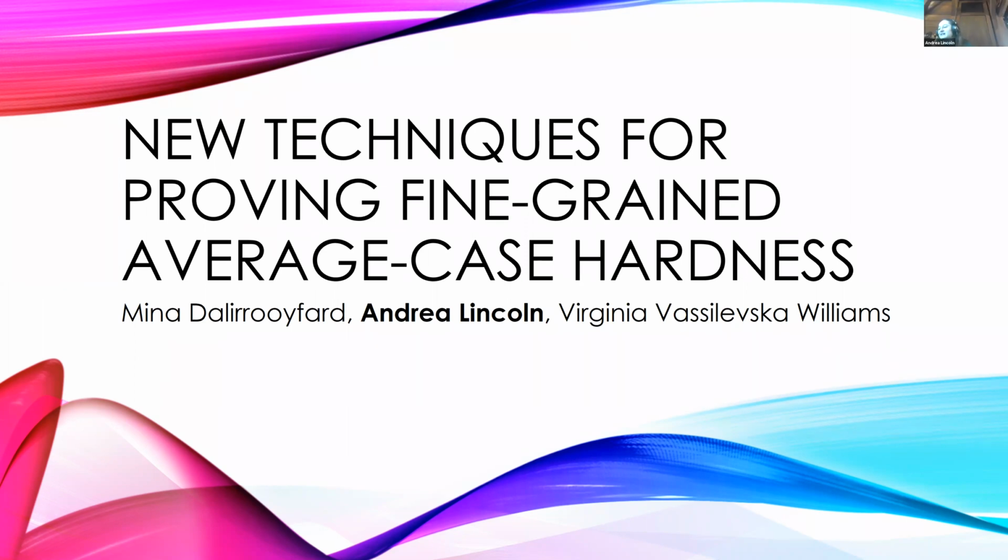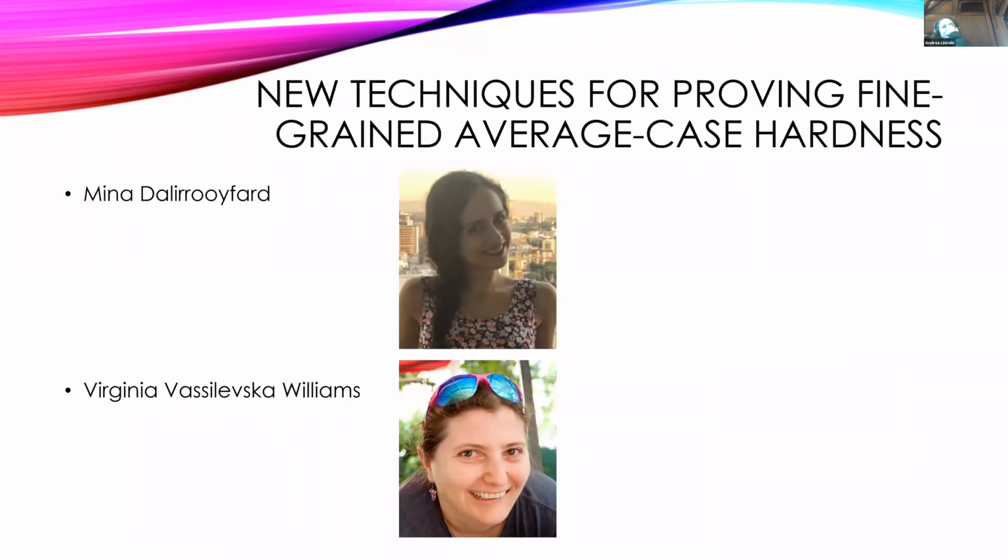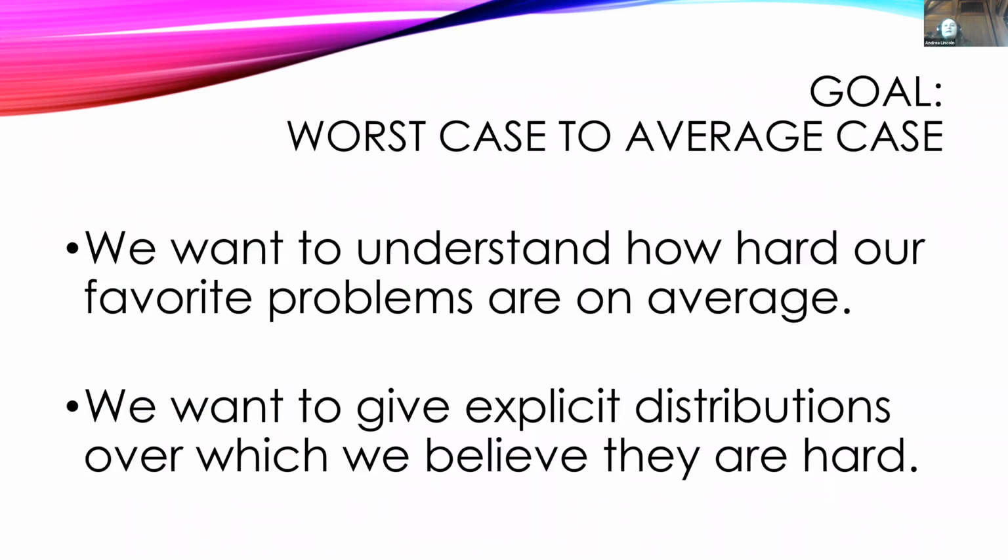Great. Yeah. So like Isaac said, I'm Andrea. This is some joint work with Nina and Virginia. And today, the goal of this talk and the goal of the relevant paper is to give reductions from some of our favorite problems in fine-grained complexity to various problems that are hard on average, and use the hardness in the worst case to show average case hardness. And what we'd like to do is give explicit distributions, hopefully explicit distributions that are easy to sample, over which we believe these problems are hard.